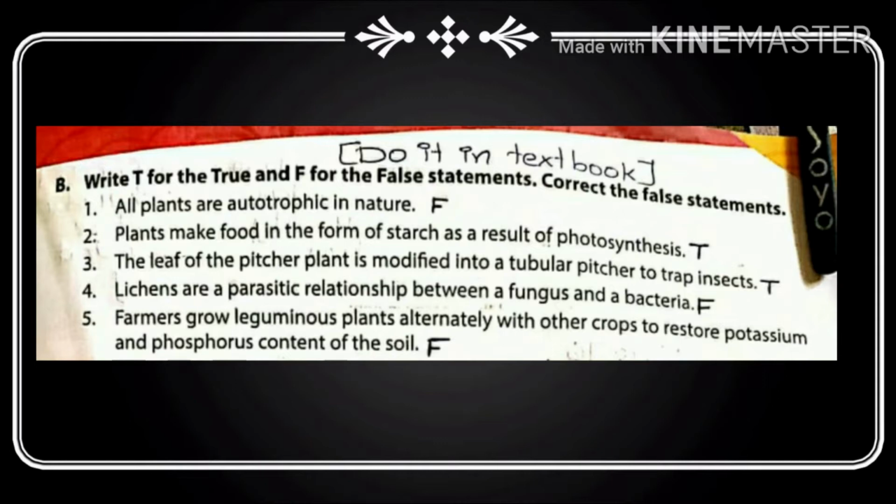Then fifth is farmers grow leguminous plants alternately with other crops to restore potassium and phosphorus content of the soil. That is also false. So what would be the answer? Instead of potassium and phosphorus, nitrogen will come. So mention nitrogen after writing false. This exercise also you have to write it down in the textbook only.